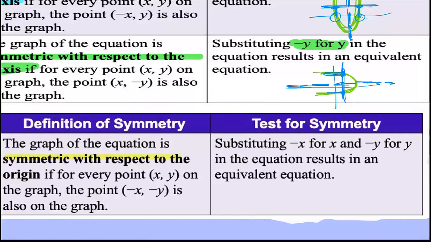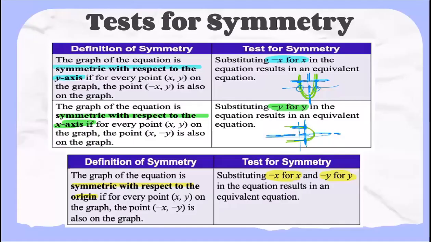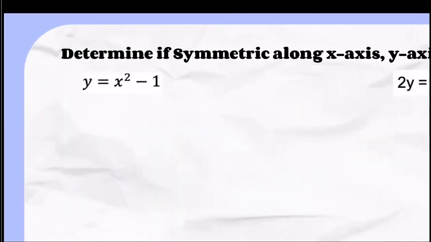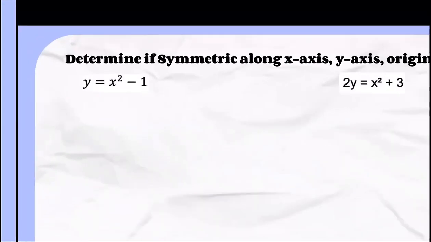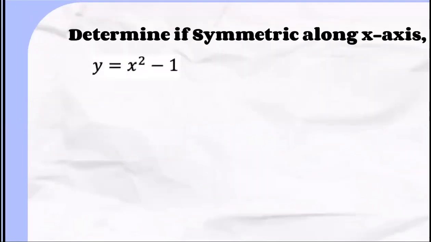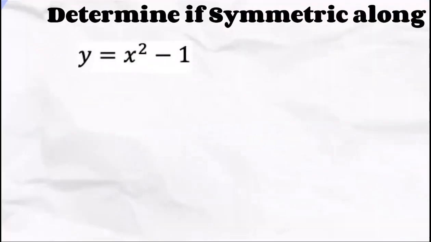All right, and then symmetric across the origin, that one you have to do both. If it's symmetric across the origin, then negative x for x and negative y for y should give you the same value of the equation. All right, so let's see what that actually looks like in action. We are going to determine if each of these equations is symmetric along the x-axis, the y-axis, and the origin. So let's go ahead and do the x-axis.